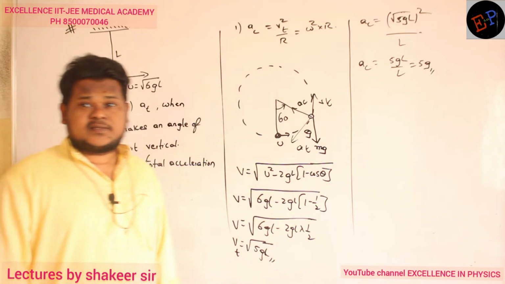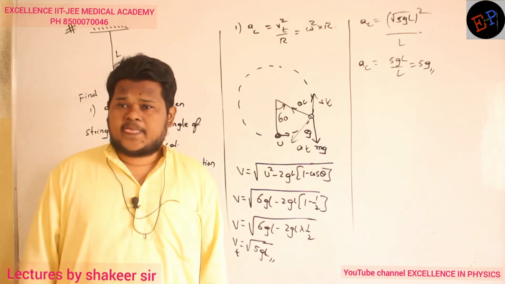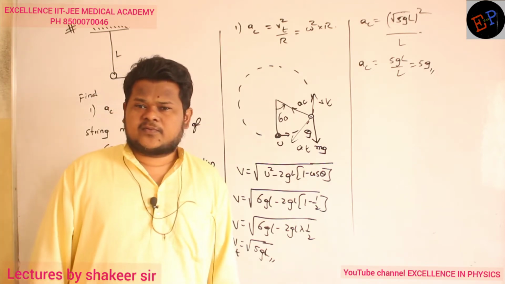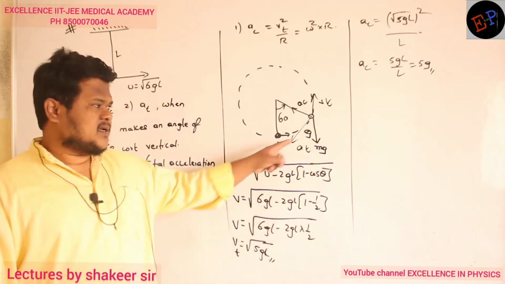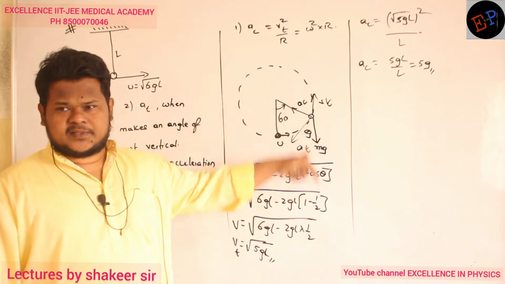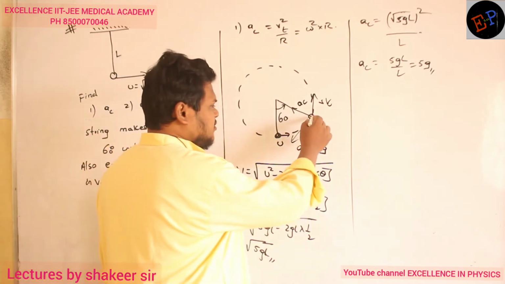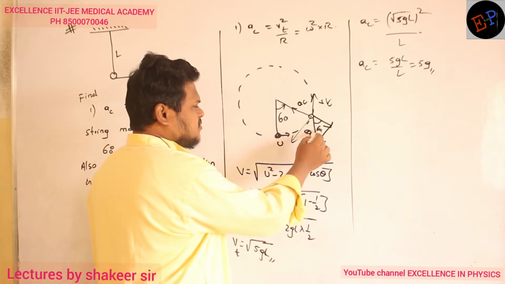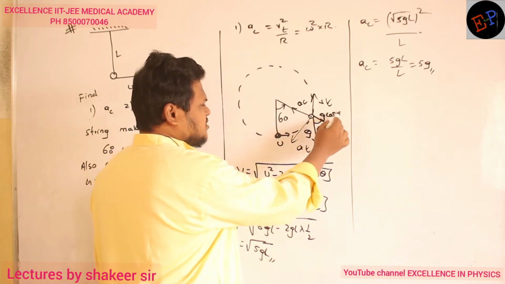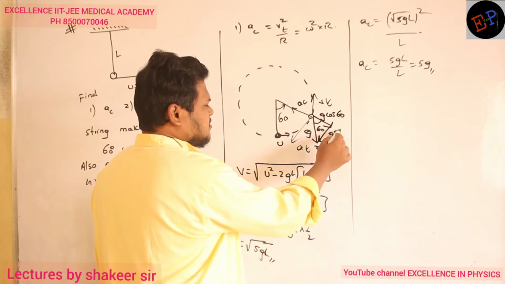Acceleration due to gravity, is it a scalar quantity or a vector quantity? It is a vector quantity; it has a direction. And what is the direction of g? Towards the center of the earth. So, this g you split into two components. If this is 60, this is also 60. So, this is g cos 60 and this is g sin 60.